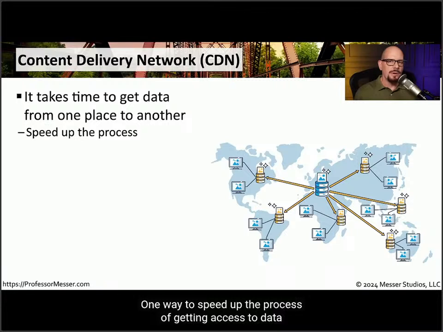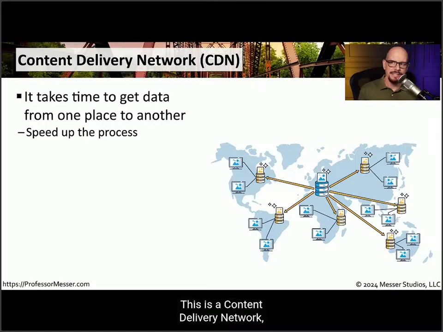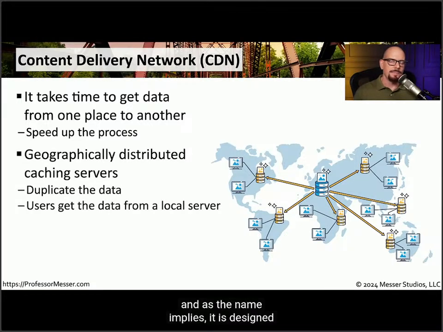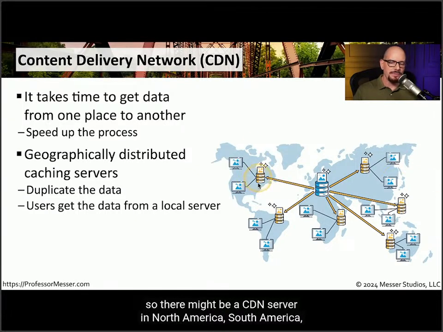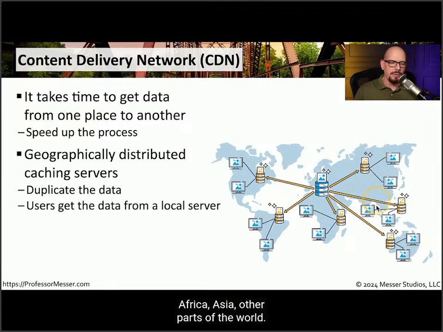One way to speed up the process of getting access to data is through the use of a CDN. This is a content delivery network. And as the name implies, it is designed to provide a way to get data very efficiently from one central point to an end user. These are often set up in geographical areas. So there might be a CDN server in North America, South America, Africa, Asia, other parts of the world, and you're able to cache information at each one of these points.